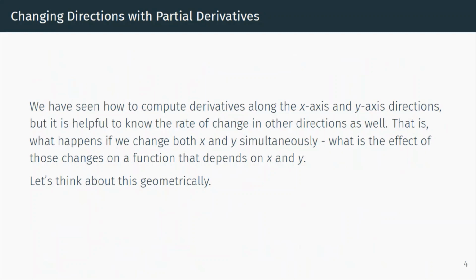The next thing we want to talk about is directional derivatives. We've seen how to compute partial derivatives in the x and the y directions, but it's also potentially helpful to know what the rate of change is in other directions. So what if you aren't just moving in the x direction or just moving in the y direction? Can you find the rate of change in those directions as well? And the answer is yes, you can.